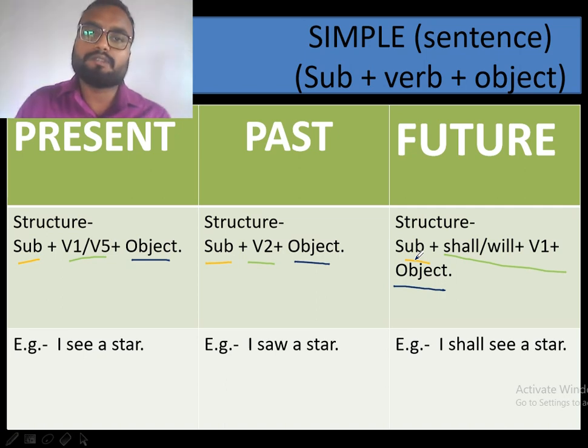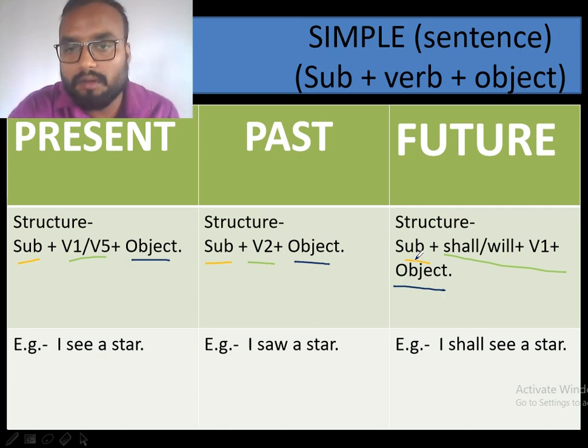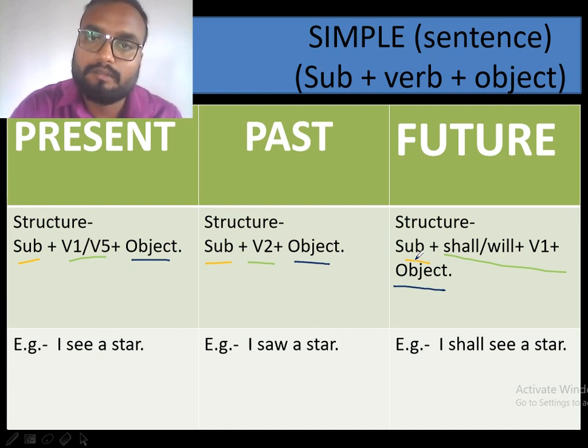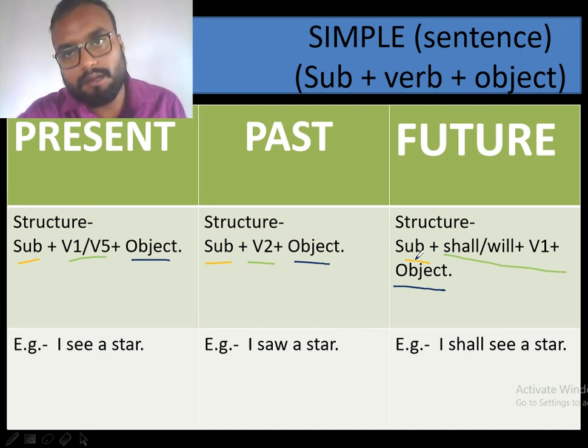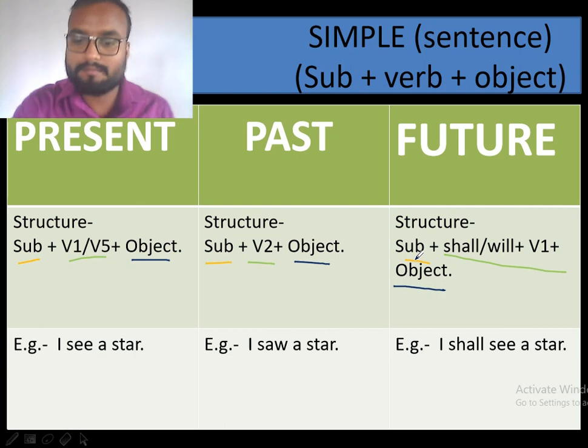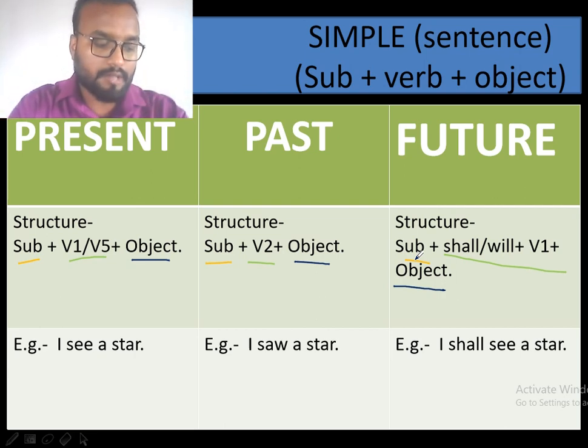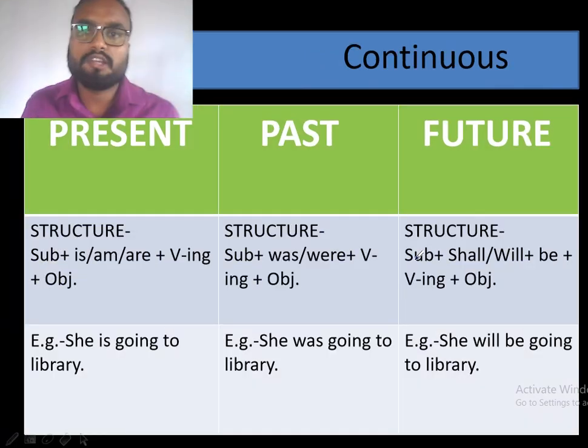And simple tense will give us general information, not any specific or detailed information. So that type of sentence will be regarded as simple tense. Now moving to the next slide, that is continuous. Now what is the meaning of continuous?